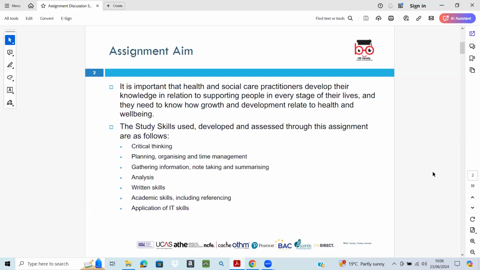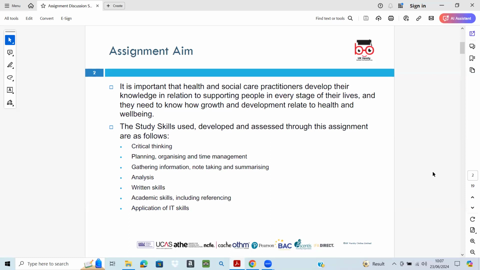Then we have planning, organizing, and time management. Effective planning and time management are crucial in ensuring efficient delivery of care and support services. Practitioners must organize their schedules to meet the diverse needs of their clients or service users, while also managing their workload effectively.